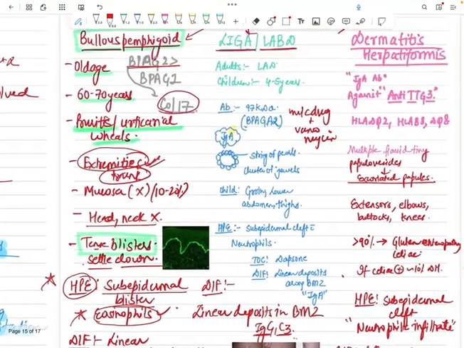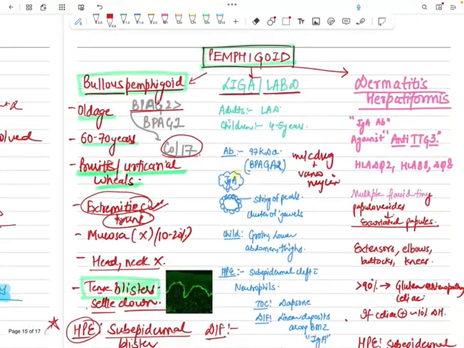Okay. Now we come to linear IgA disease, LIGA, linear autoimmune bullous dermatosis. In adults, it is LAD, linear IgA disease. In children, it is also known as CBDC, chronic bullous disorder of childhood. It is all the same thing. So we have IgA antibodies against this BPAG2, you remember. Actually, it is a 97 kilodalton cleavage product of BPAG2, but that is also fine.